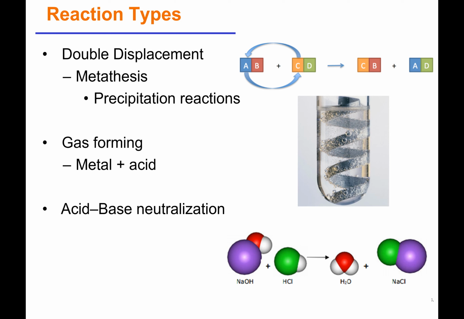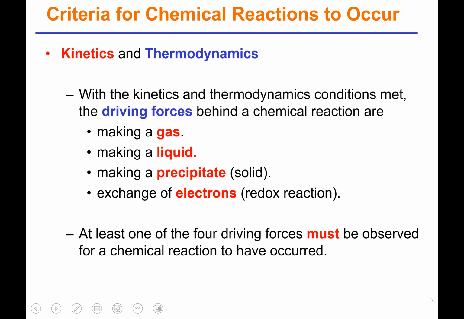At the bottom, we have acid-base neutralization. So if we have a base combining with an acid, so here we have sodium hydroxide combining with HCl to give us H2O and NaCl. Okay, so why do we call it neutralization? Well, because what we end up with is water and a salt. Okay, so in other words, we don't have any acid or base left. So we've neutralized both the acid and the base. And so let's dig into each of these a little bit deeper.